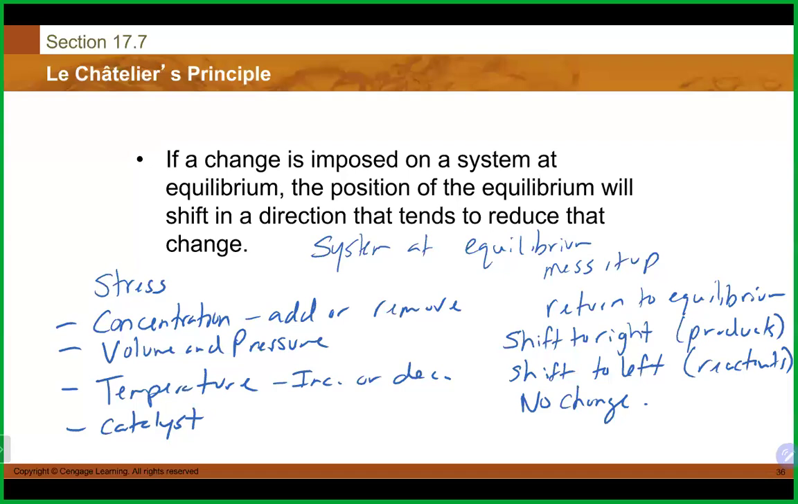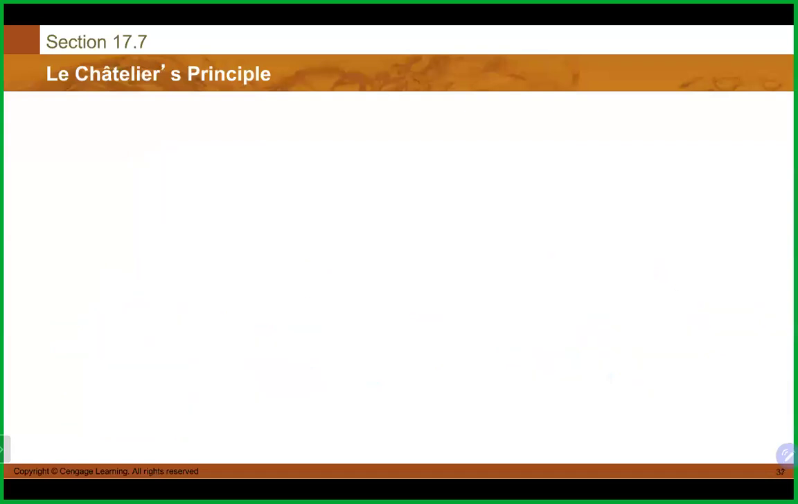So the idea here again is we have a system at equilibrium. We screw it up. The system will either go to the left, go to the right, or no change, to get itself back to that equilibrium condition where the rate of the forward direction will equal the rate of the reverse direction. All right, so let's take a look at each of these and see what happens in each of these situations. The first thing we're going to talk about is concentration. So let's talk about that.